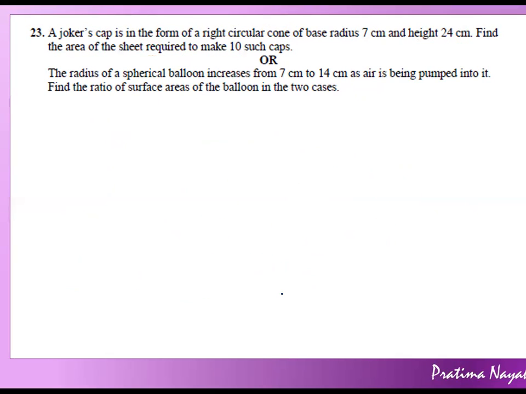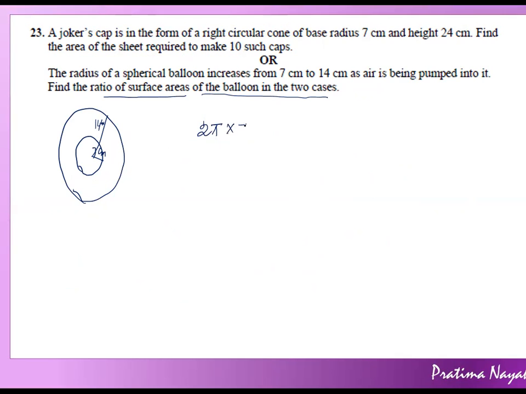Now coming to our question. The radius of a spherical balloon was 7 centimeter. Now it is increased to 14 centimeter. So what is the ratio of the surface areas in the two cases? What is the formula for surface area? 2 pi r square. Previously it was 2 pi 7 square. Now it is 2 pi 14 square.